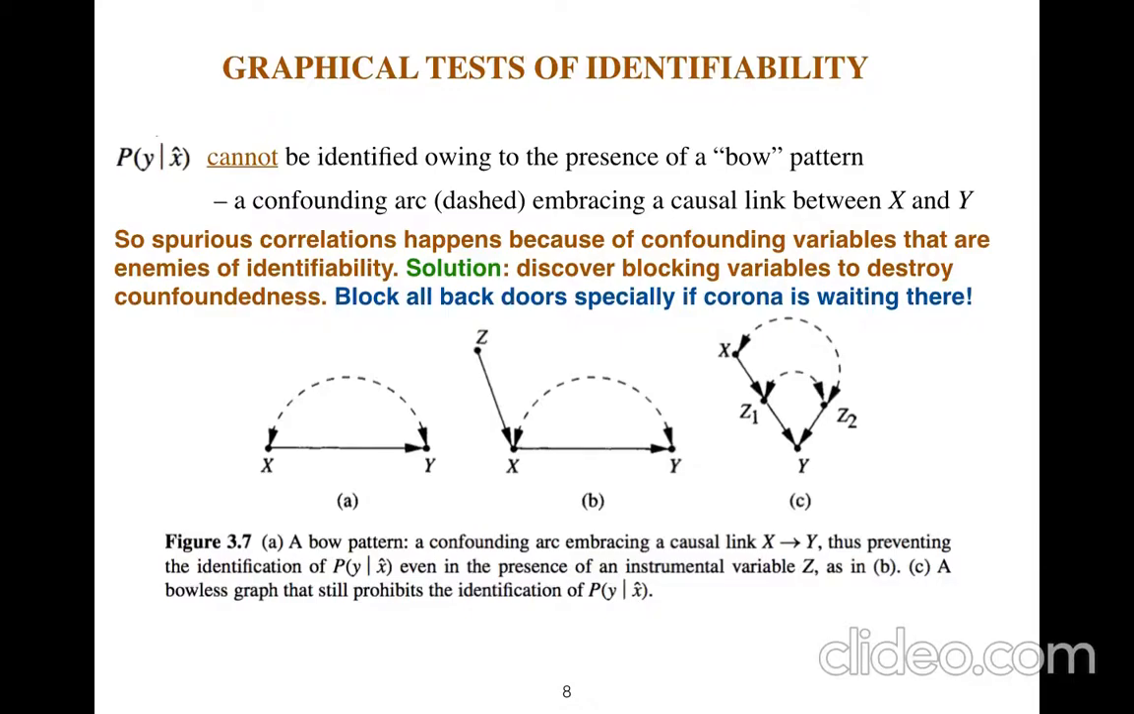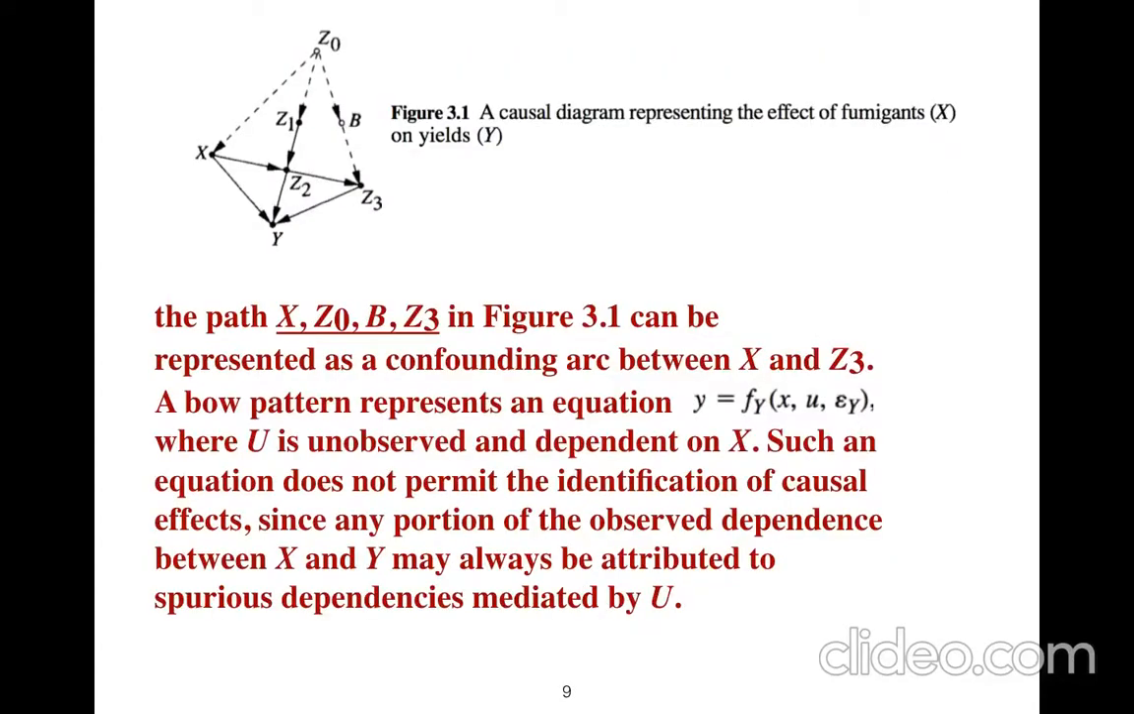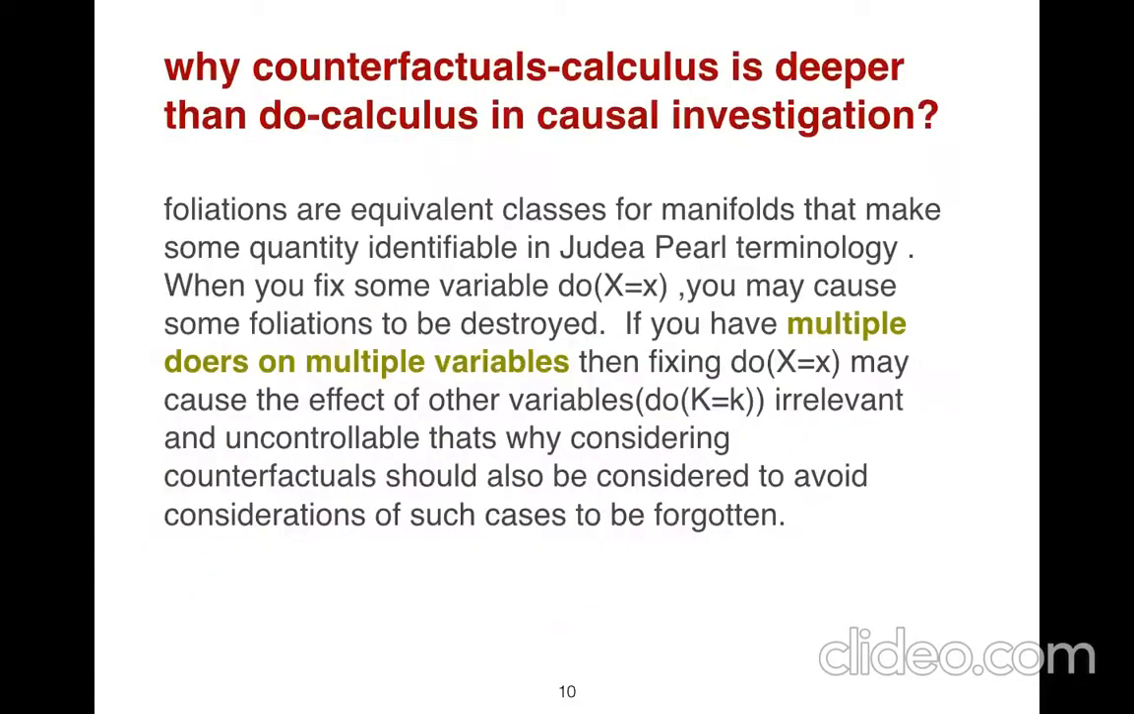So there is a solution. You can discover some blocking variables to destroy confoundedness, blocking all backdoors. I talked about backdoors in the previous lecture. The path can be represented as a confounding arc. In a bow pattern, U is unobserved and dependent on X. Such an equation does not permit the identification of the causal effect because there are spurious dependencies mediated by U.